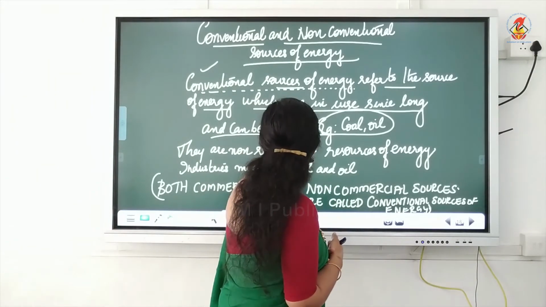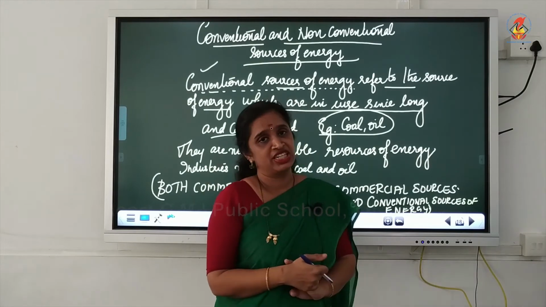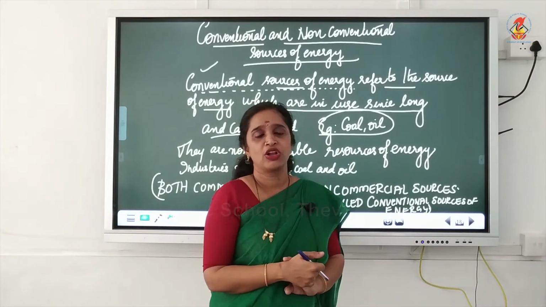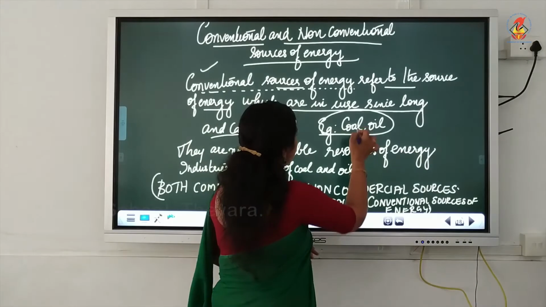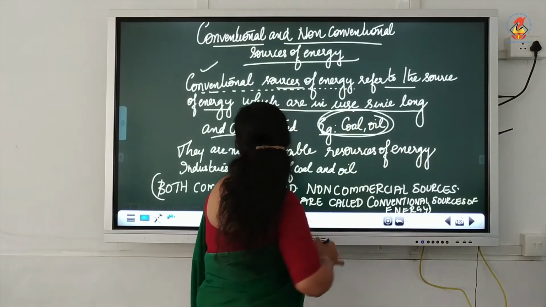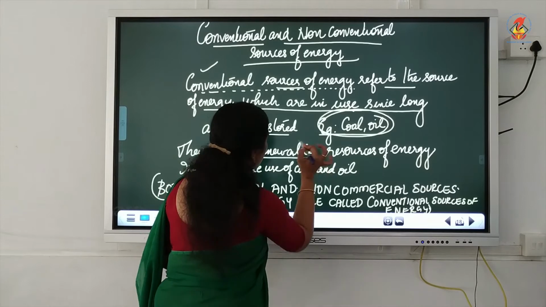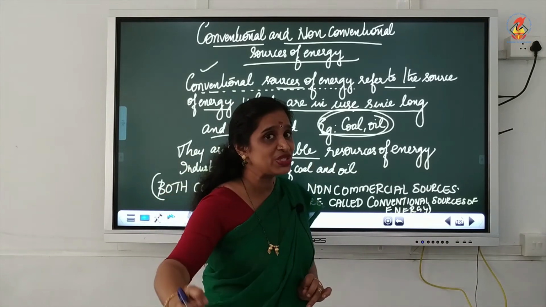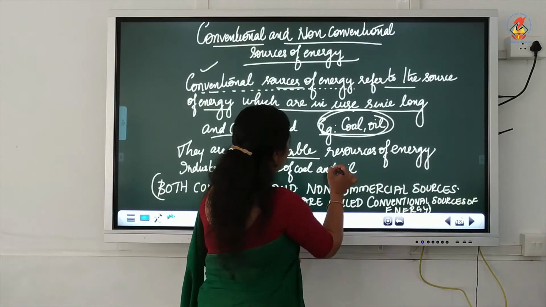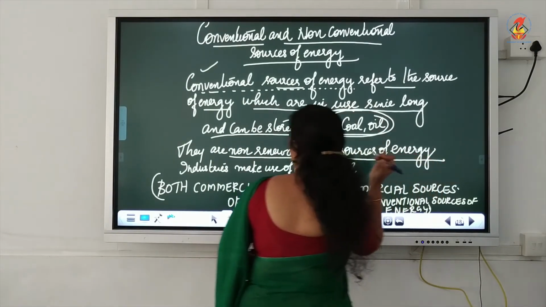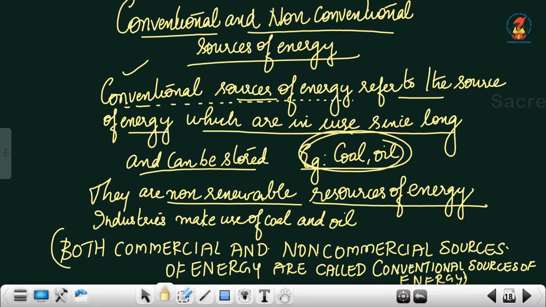So the conventional sources of energy, people have been using them for a long time, and the examples you can write are coal and oil. They are non-renewable. That means once they are used, they will get exhausted. It takes a long time for their formation. They are non-renewable resources of energy, and mainly industries make use of coal and oil.